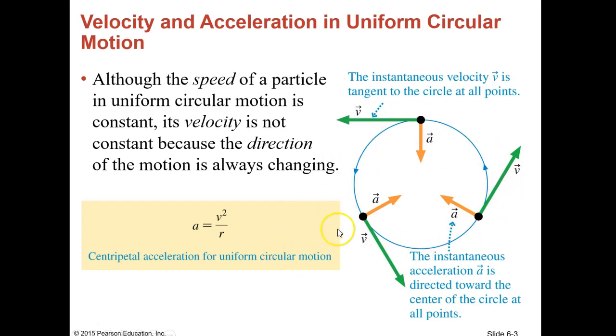And to find what's called the centripetal acceleration, you use this formula. Centripetal acceleration is tangential speed squared, or tangential velocity squared, divided by your radius.